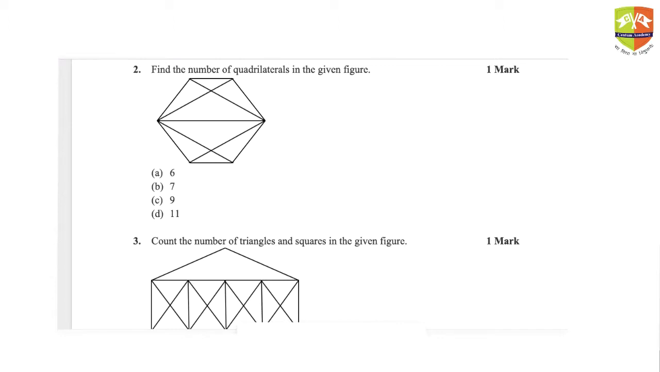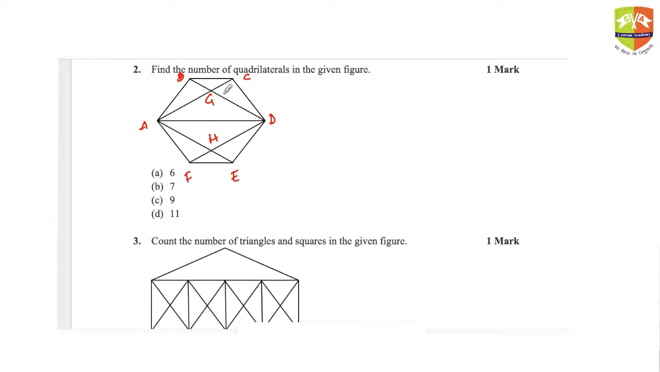So what will I do? I'll start marking it. So this is A, this is B, this is C, this is D, this is E, this is F. This is G, this is H. I don't think I have left any particular edge for you. Now, what do I have to calculate? Quadrilaterals. Quadrilaterals require how many different edges or how many different sides? 4. So I have to calculate something where 4 sides are there.